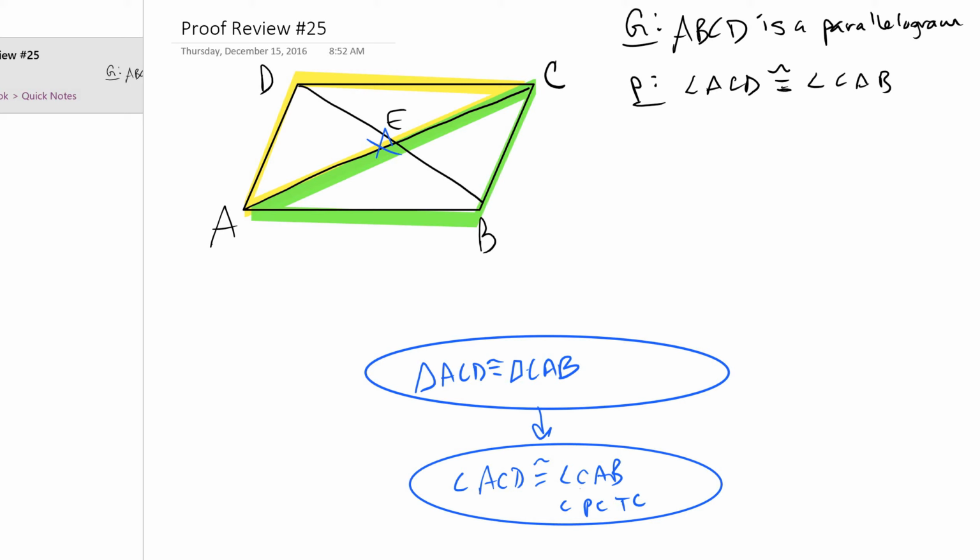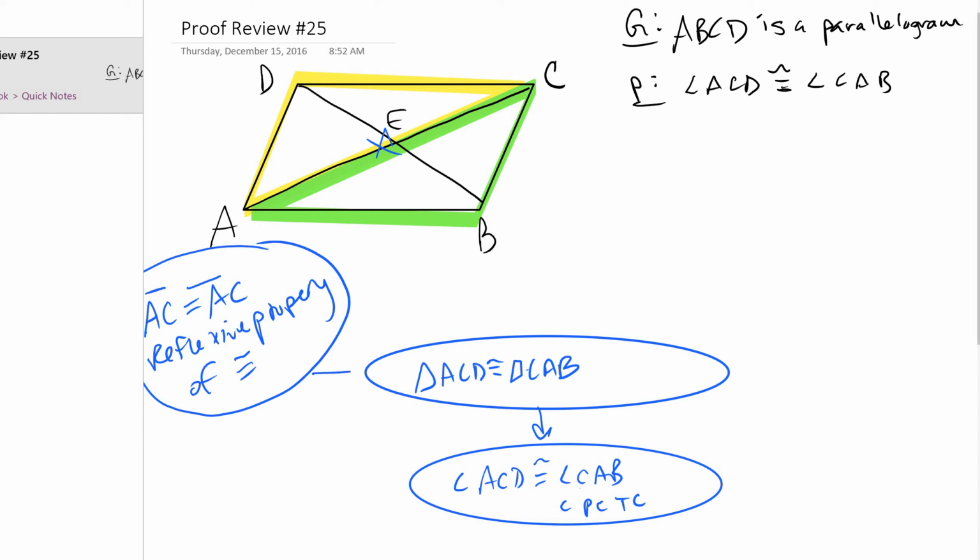But I do know that one reason is going to be that AC is congruent to AC by the reflexive property of congruence. There's your first mistake. That's going to be a side.